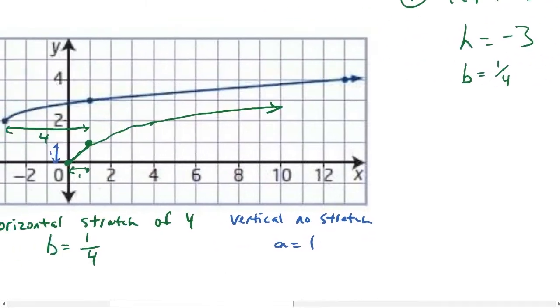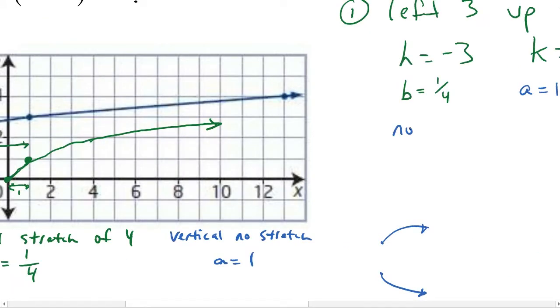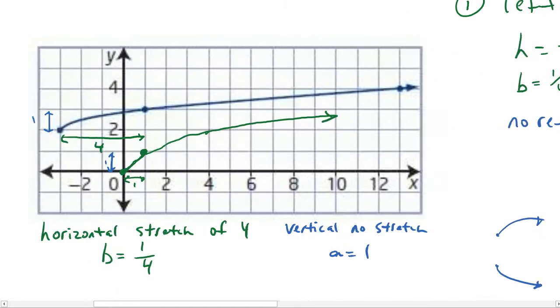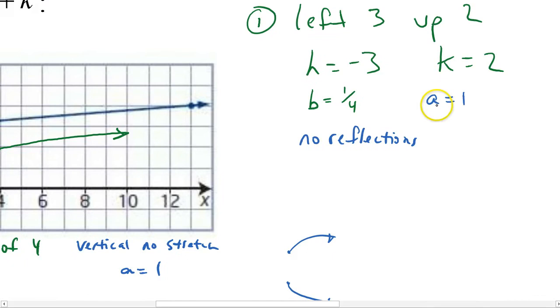Now, has there been any reflections? No, not really. It's going the same direction here. If I noticed that instead of going this way, it switched to that way, then I could say it was reflected on the y-axis. Or if it went from that way and then later on went this way, it'd be a reflection along the x-axis. So no reflections. So I look at all these things. I put a number 1 there. I guess this is number 2, the second thing I looked at. So no reflections. In other words, the a and the b are both positive.